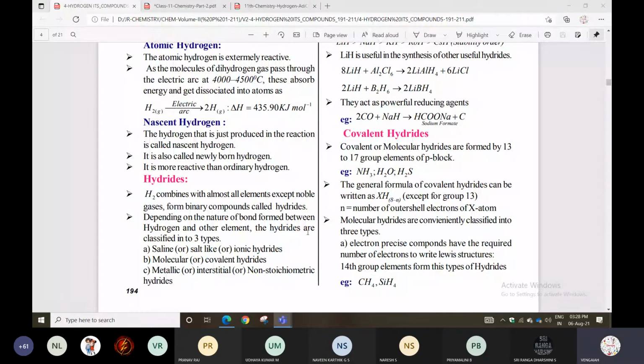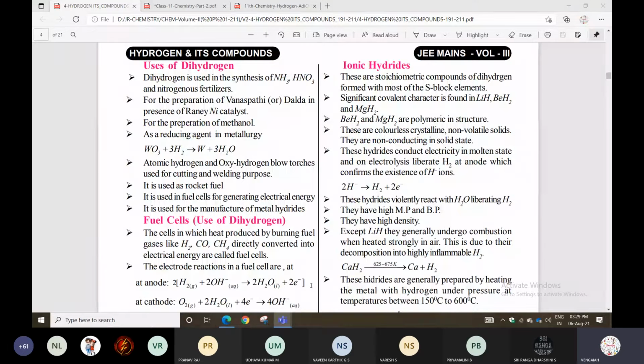So they are classified into three types: ionic hydride, covalent hydride, metallic hydride. For ionic hydrides, another name is salt-like or saline hydrides. For covalent, they give molecular hydrides. For metallic, they give non-stoichiometric hydrides. Look here, the ionic hydride case: these are stoichiometric compounds of dihydrogen formed with most of the s-block elements. So s-block elements reacting with hydrogen form ionic hydrides.